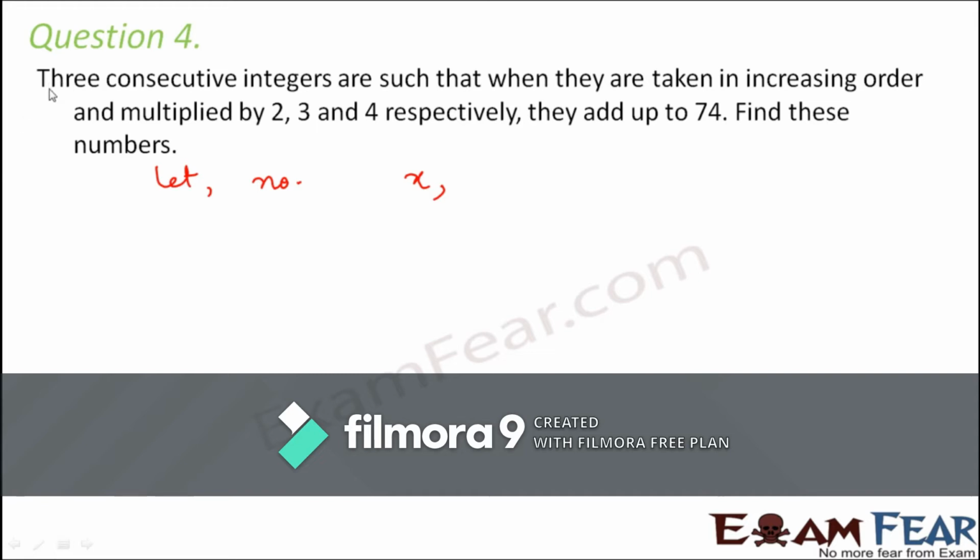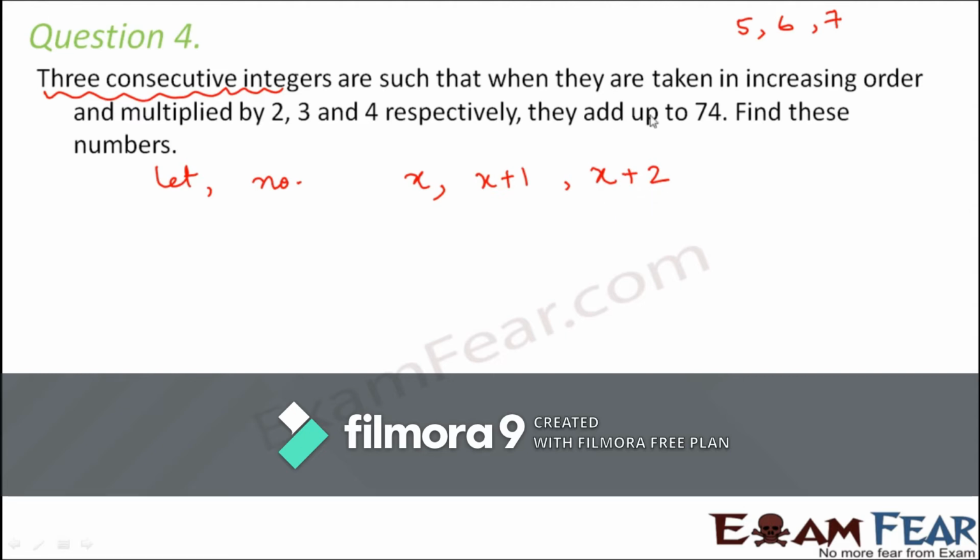Now read the question carefully. It says three consecutive integers. So that means the next number would be x plus 1 and the next number would be x plus 2. So let's say if one number is 5, the next number would be 6, which is 5 plus 1. The next number would be 7, which is 5 plus 2. In a similar way, here if one number is x, the next would be x plus 1 and the next would be x plus 2.